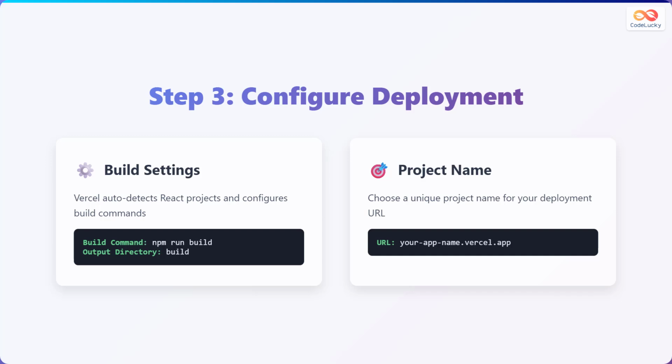Vercel will automatically detect that it is a React project and will configure the build commands for you. It typically uses npm run build as the build command and sets the output directory to the build folder. Additionally, you'll need to choose a unique project name. This name will be used in your deployment URL, so make sure it is relevant to your project.